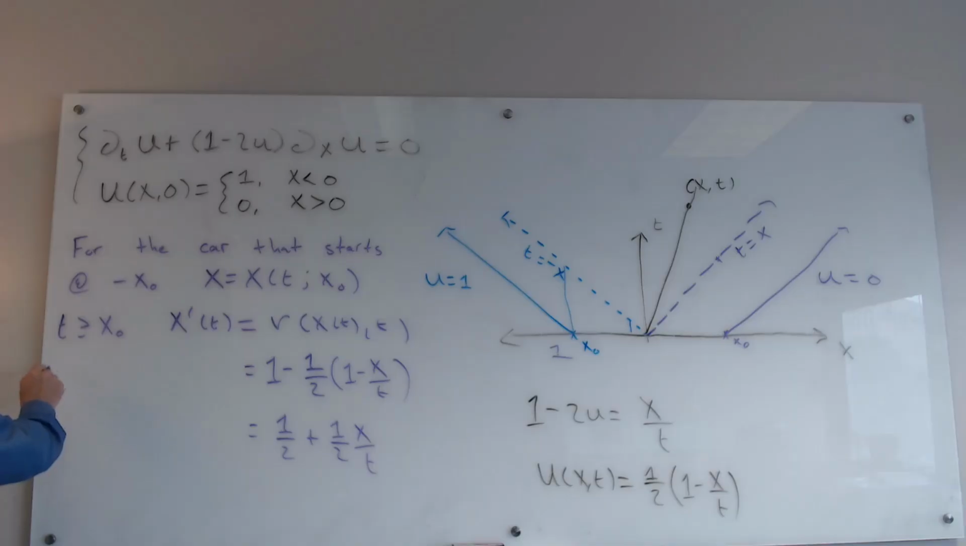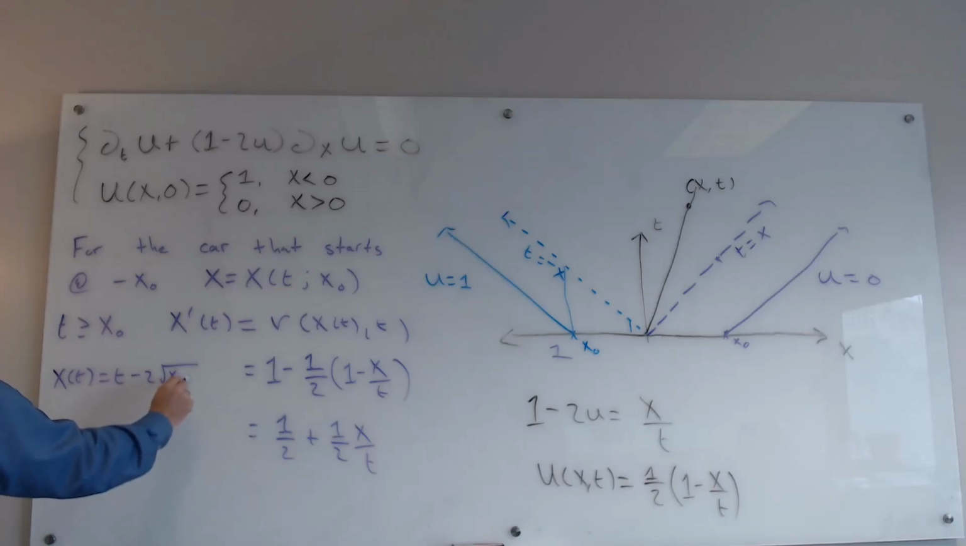And so now we have x prime is equal to this differential equation. And if we solve this, again for t greater than or equal to x0, we get x of t is equal to t minus 2 times the square root of x0 t. It's a linear first order differential equation. You can solve it with integrating factors. So this is only valid for t greater than or equal to x0. When t is less than x0, x of t is going to be equal to minus x0. So that is the path that this car takes. That's the location of the car at time t.